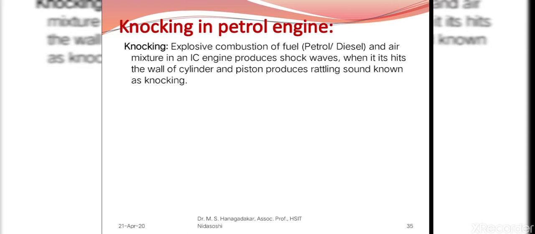In today's lecture, in video lecture number 3, let us begin knocking in petrol engine. Knocking means unwanted sound. How to define knocking? Knocking is an explosive combustion of fuel, means petrol or diesel, and air mixture in an IC engine, produces a shock waves. When it hits the wall of the cylinder and piston, produces unwanted sound called rattling sound, simply known as knocking.